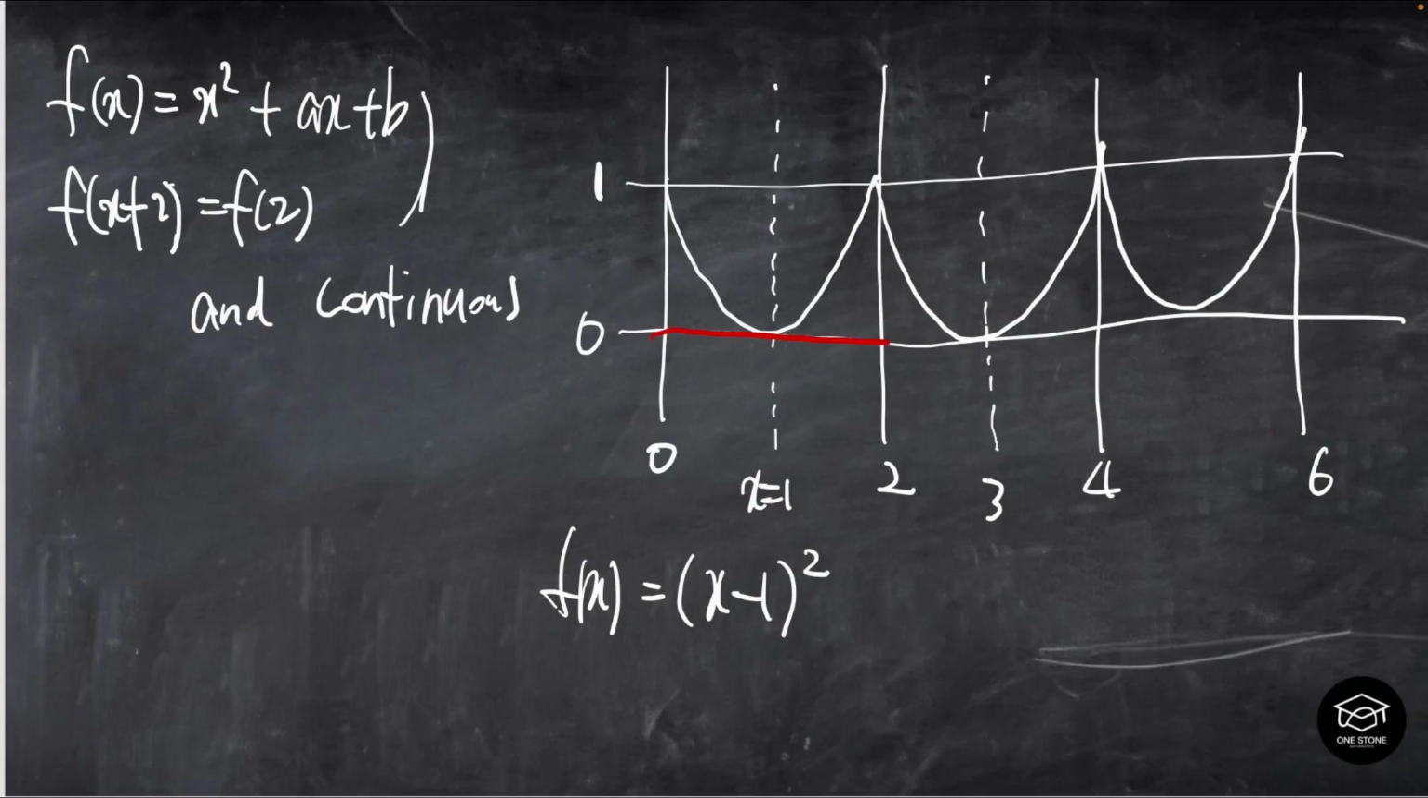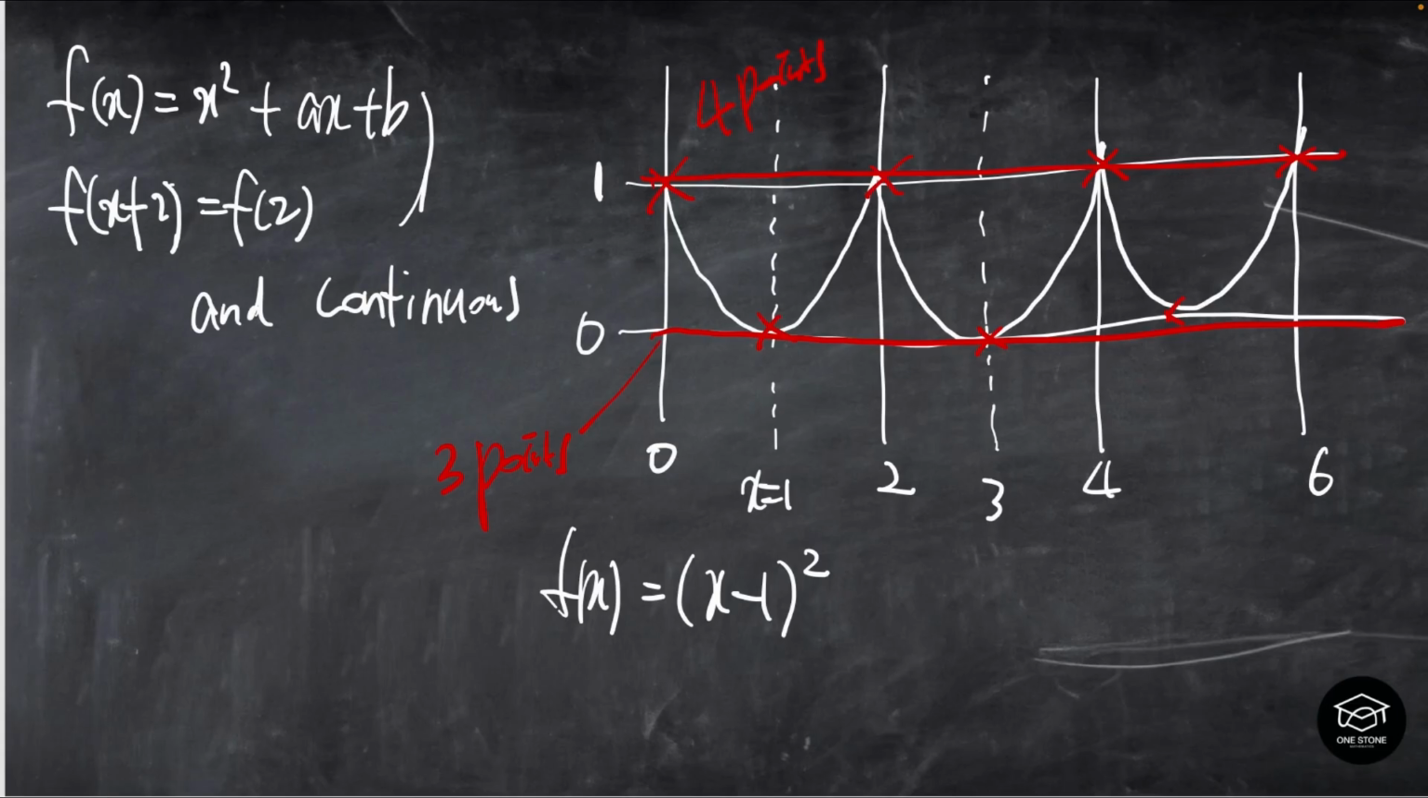Next, if y equals c meets the graph in 4 points, the line has to touch the highest level that still appears at the edges of the repeating parabola. This happens when y equals 1. At this height, the line intersects the graph at the boundaries, specifically at x equals 0, 2, 4, and 6.